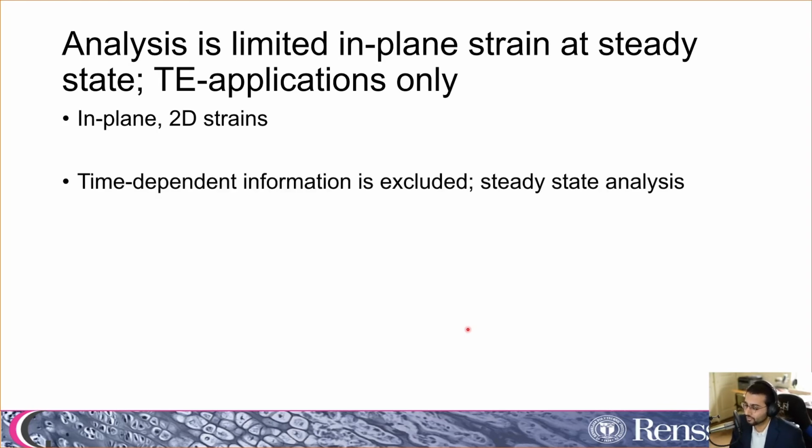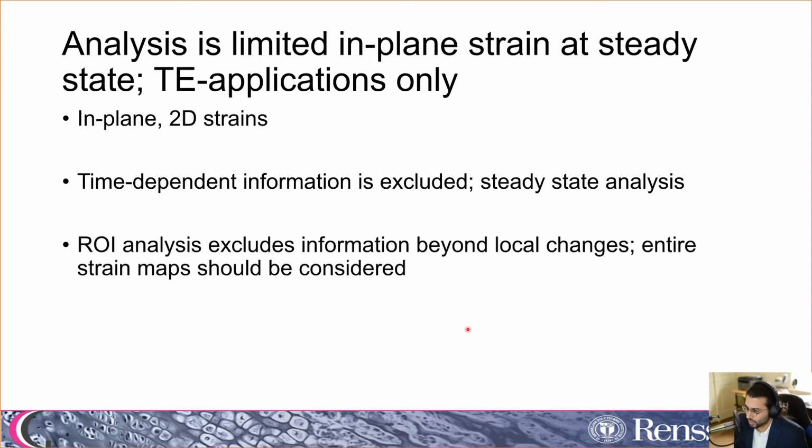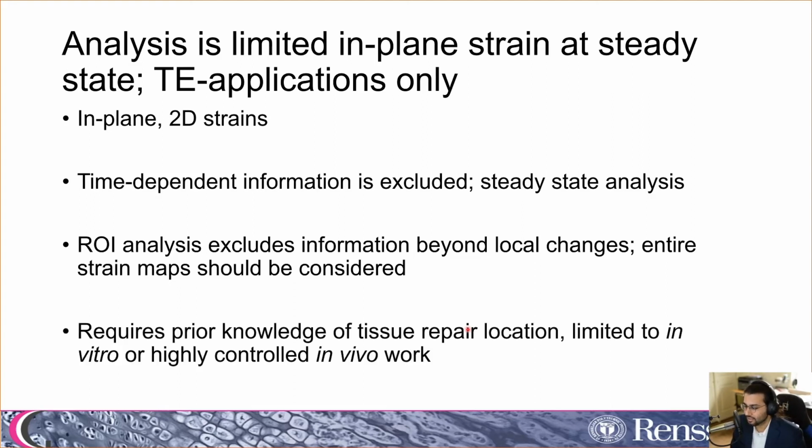We also exclude time-dependent information. Because the MRI scan requires the tissue to be at steady state, we also initiate a steady state analysis here, and we neglect viscoelasticity in our models, while also using only the final time point analysis. This is part of the reason that we didn't see a change with the interface strength. We also observed that there were strain changes beyond the immediate region of interest that we were analyzing. So, to be a complete assessment of the strain maps, the entire strain map should be considered, because it's information that we're losing. And finally, because of the manner of these regions of interest, this limits our process to in vitro or highly controlled in vivo work.